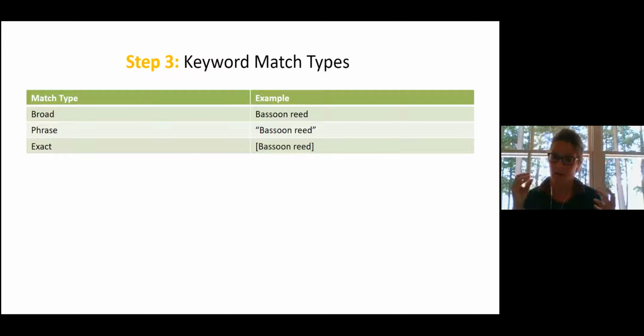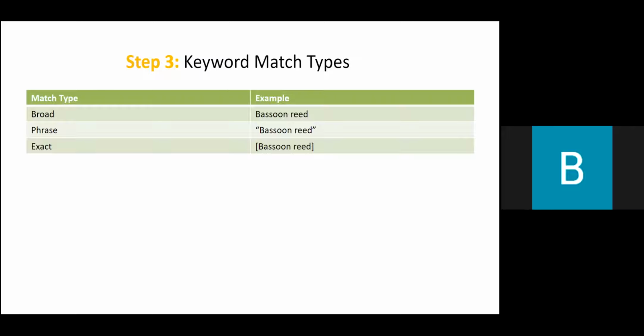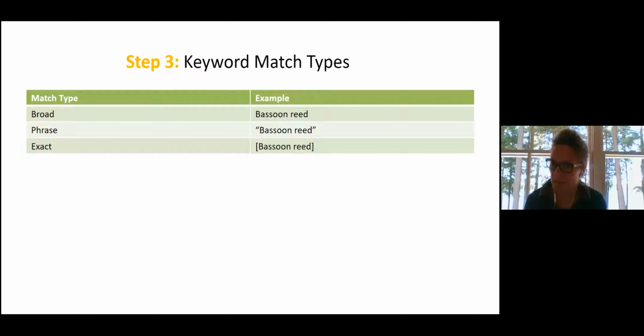Well, you don't want, who was it? Is Brittany? That's Brittany, yeah. Brittany doesn't want to pay for that traffic. If you want to make your own bassoon reed, you're not going to buy my bassoon reed. So I don't want you to see my ad. I don't want to pay for you. Get out of here. So you can see how phrase becomes dangerous.